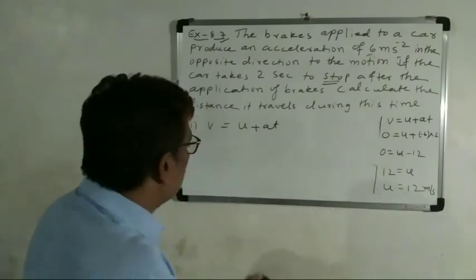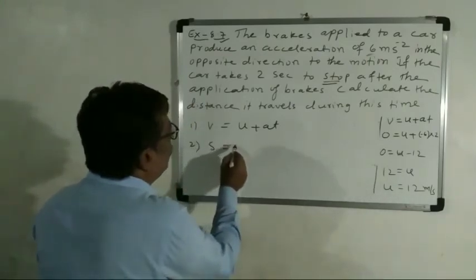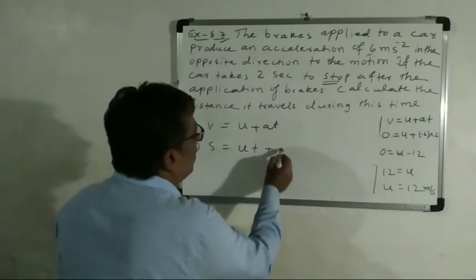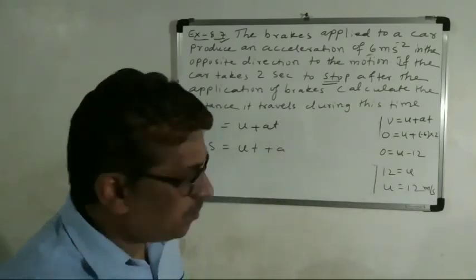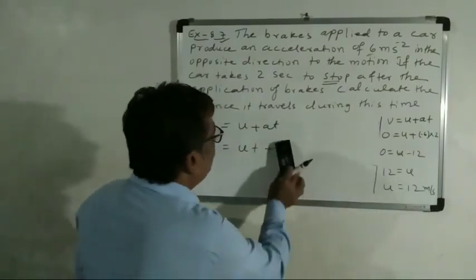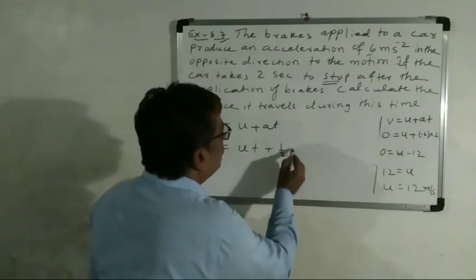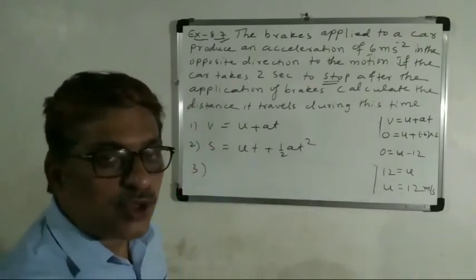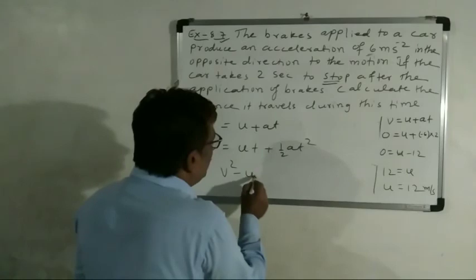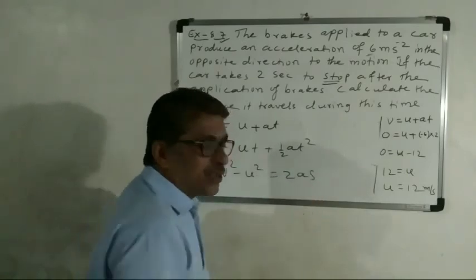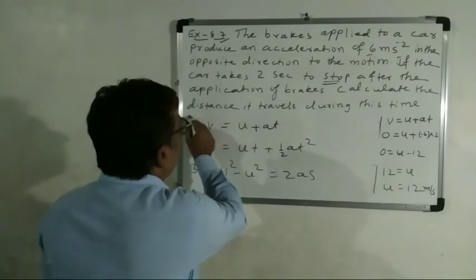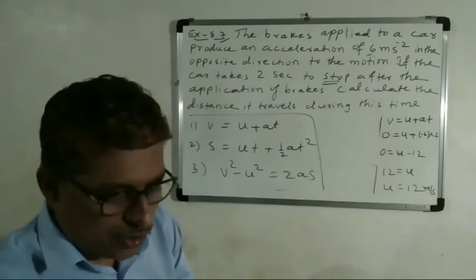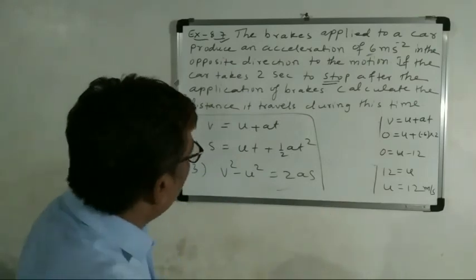Okay, use it in any way also. Second, you know that S is equal to ut plus half at square. And the third equation is V square minus u square is equal to 2as. So these are the 3 equations of motion. These are all useful for solving the questions. Okay, students, remember this.